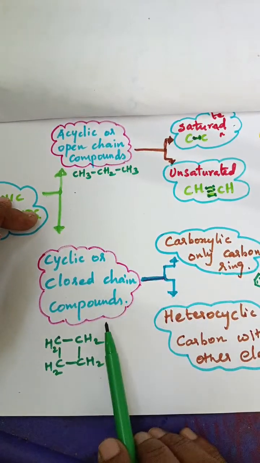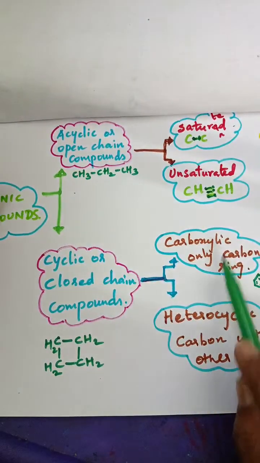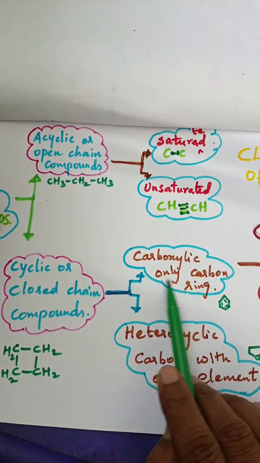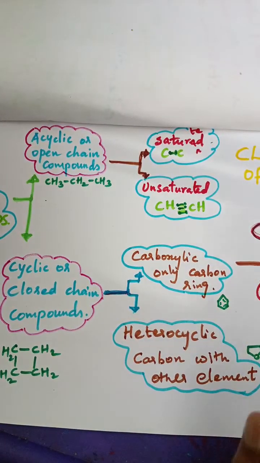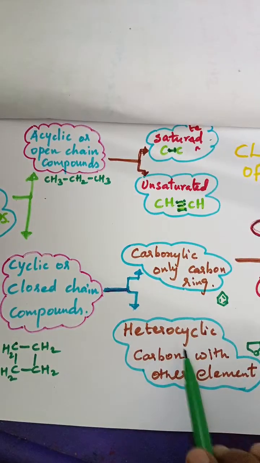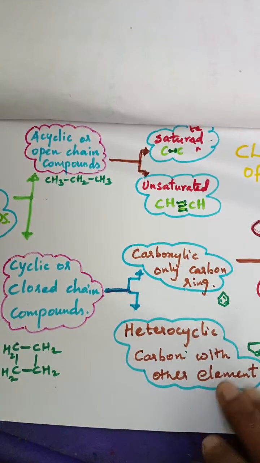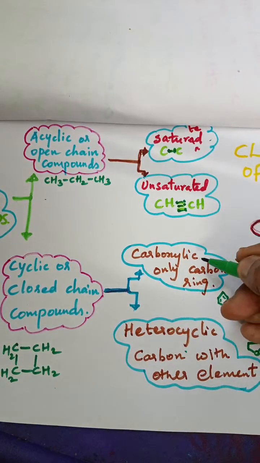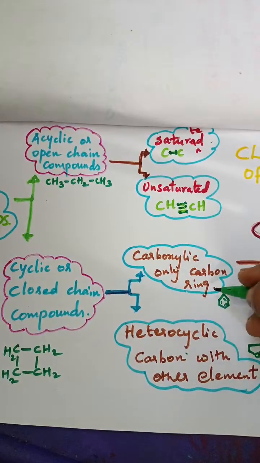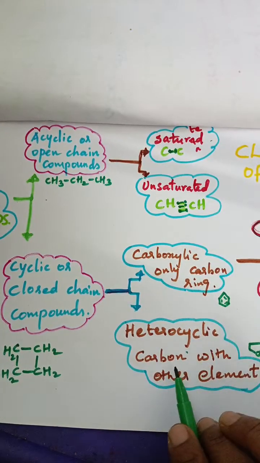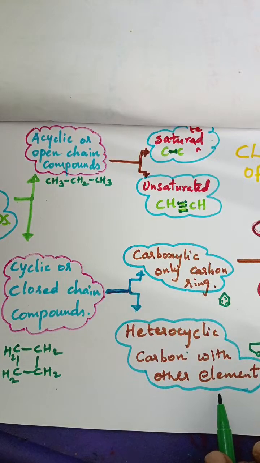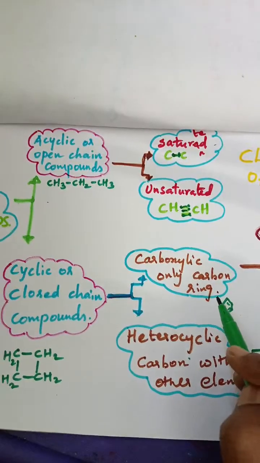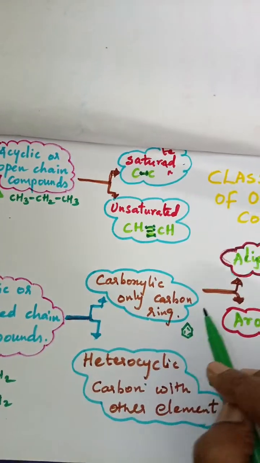Okay, and if you look at the cyclic or the closed chain compounds, you will have two classifications, two types. One is carboxylic, where only a carbon ring will be there. Another one is heterocyclic, where other than carbon, extra elements will be there. Carboxylic will have only the carbon ring. Heterocyclic will have carbon with other elements. Understood?